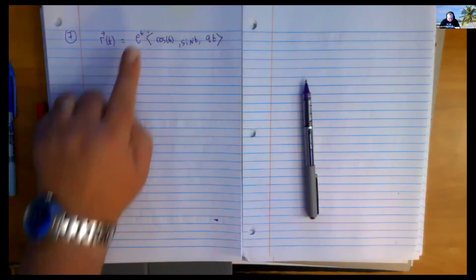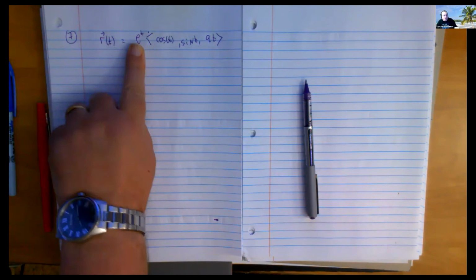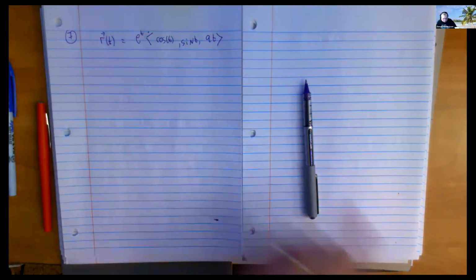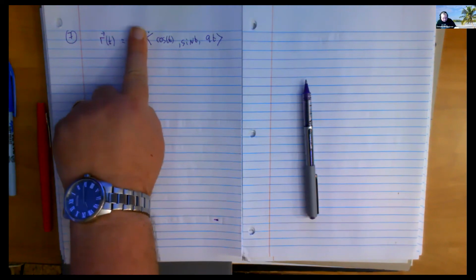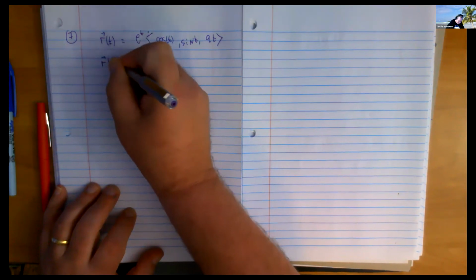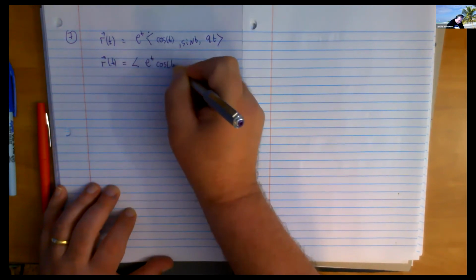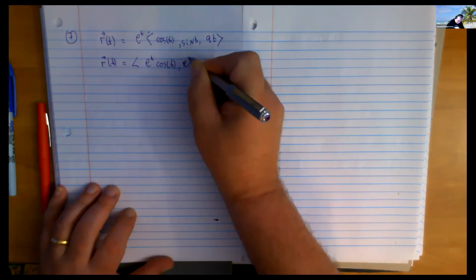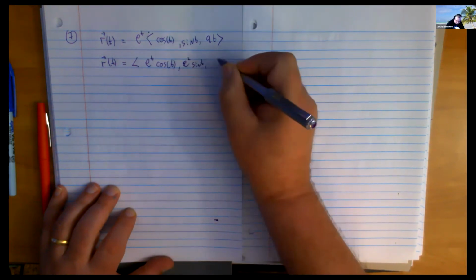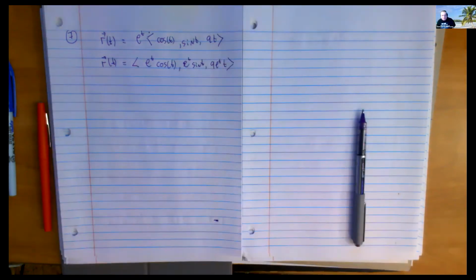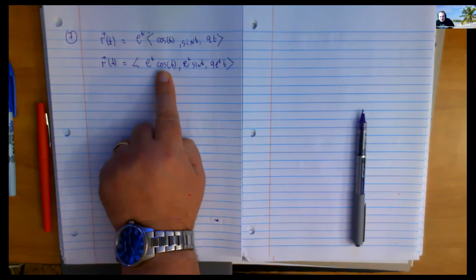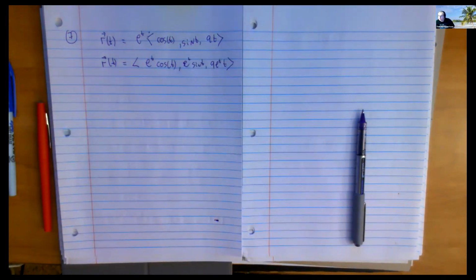Weird question. Normally you get the space curve like this, but do you see they've pulled out a common factor of e to the t? So normally you just get a space curve where everything's together, but here they've pulled out e to the t. There are two different ways to approach this question. The first one is just stick them back in. So differentiate, differentiate, differentiate, and off you go.